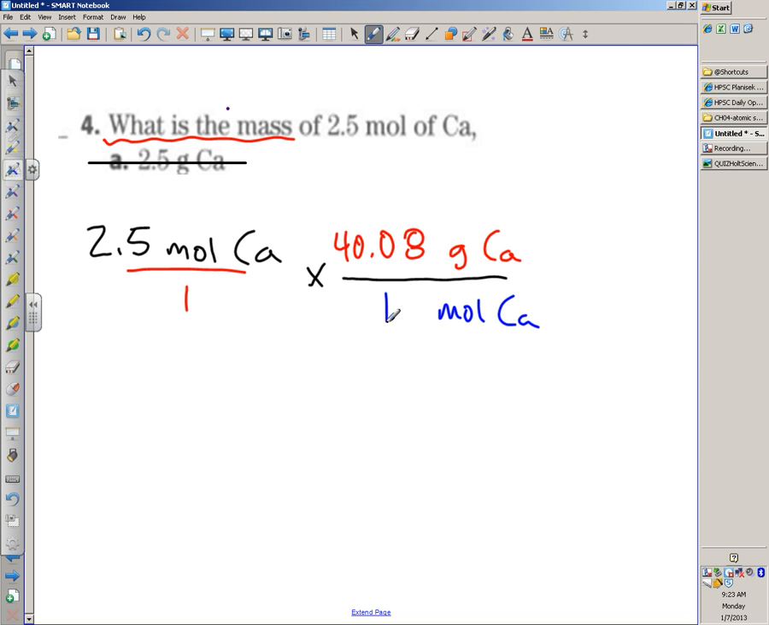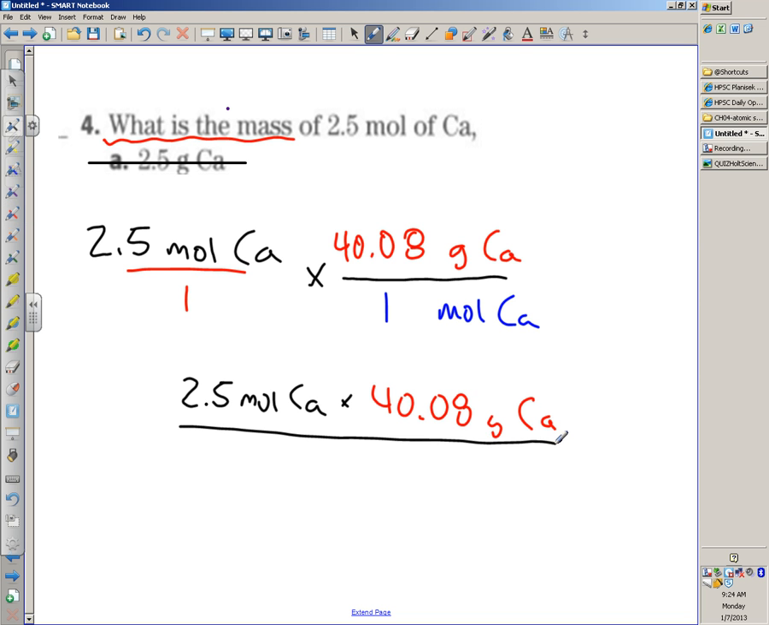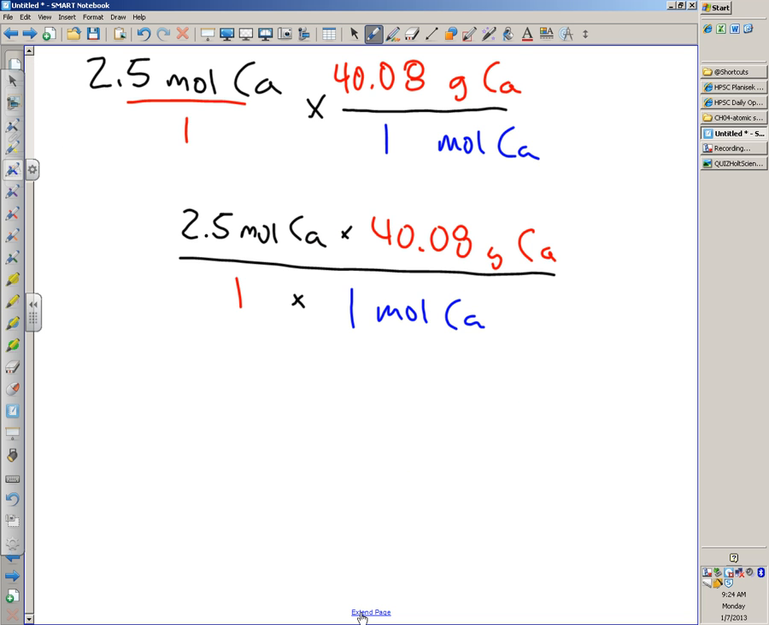Next, what do we do? Cross multiply? Don't cross multiply. This is two fractions that we're just multiplying together. So, we do 2.5 moles of calcium times 40.08 grams of calcium all over 1 times 1 mole of calcium. You don't got to show me this step. This is just doing our math. But now we have one big fraction.